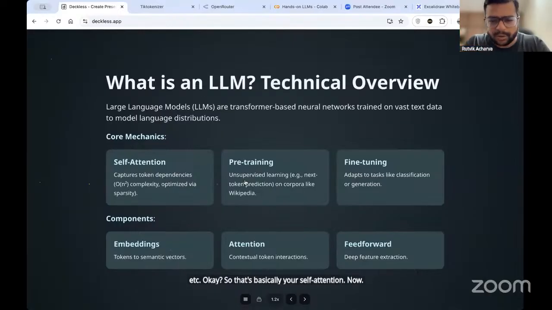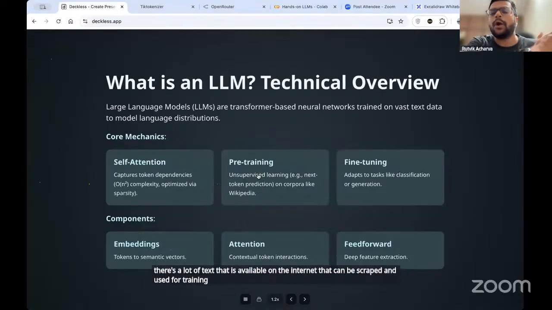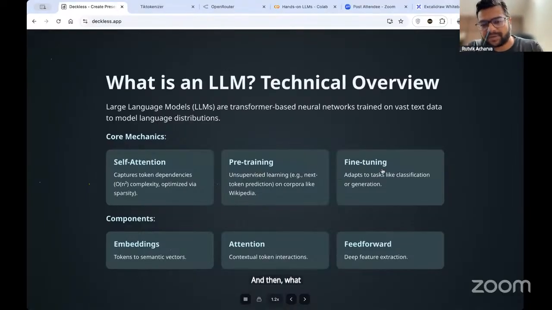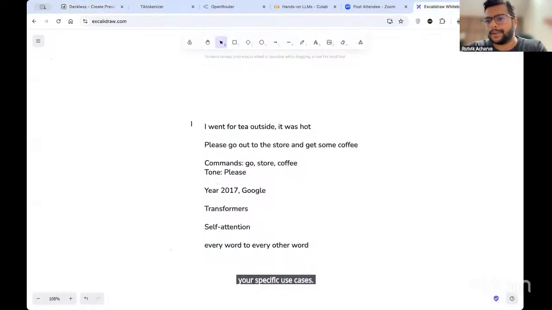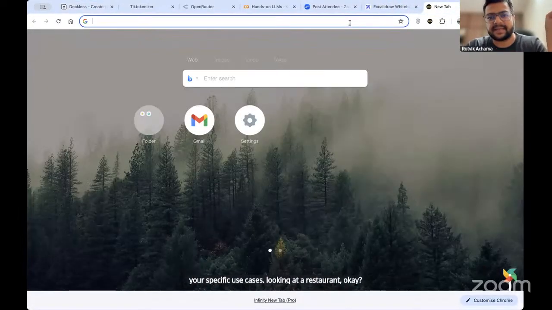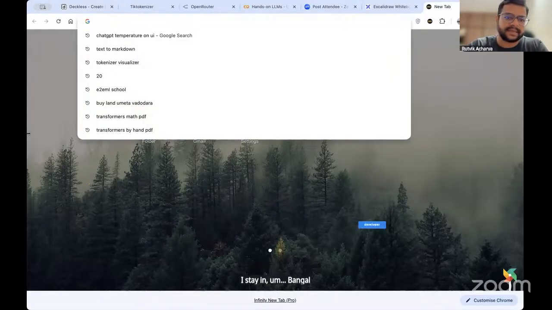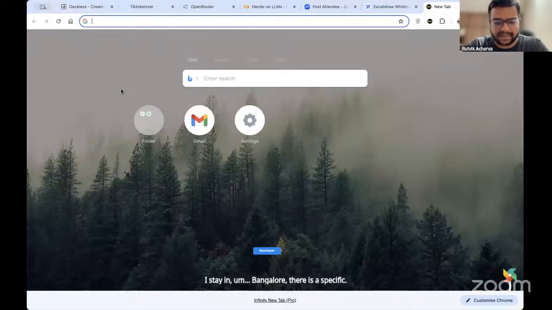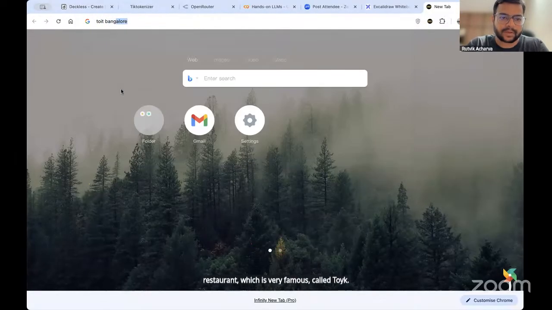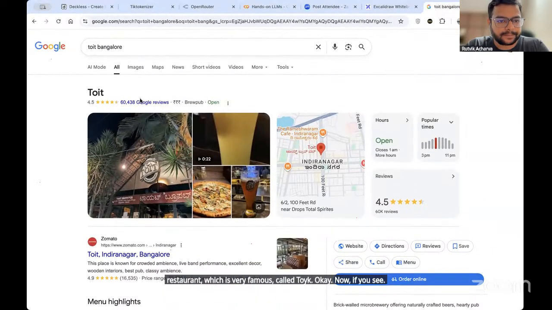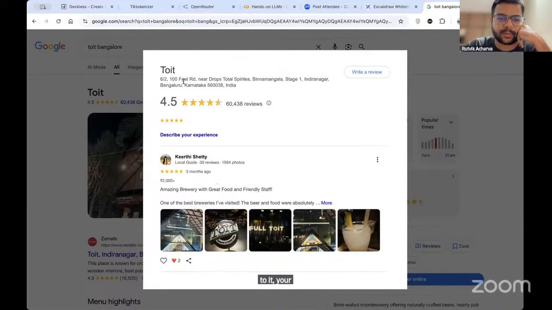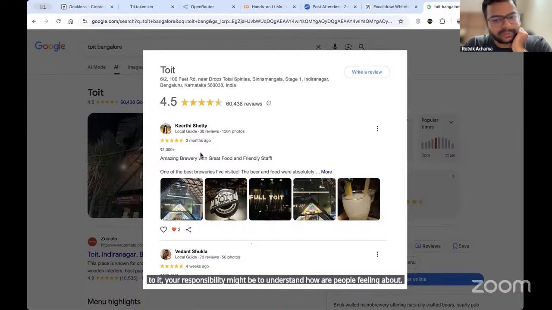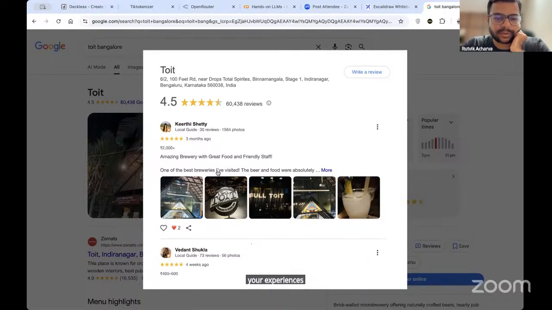Now, there is a lot of text available on the internet that can be scraped and used for training these models. So these are already trained. And then what is fine tuning? Fine tuning is adapting it to your specific use case. Your specific use case is looking at a restaurant. I stay in Bangalore. There is a specific restaurant which is very famous called Toit. If you see some of the reviews, let's say you are a manager at Toit, your responsibility might be to understand how people are feeling about their experiences at this particular restaurant.